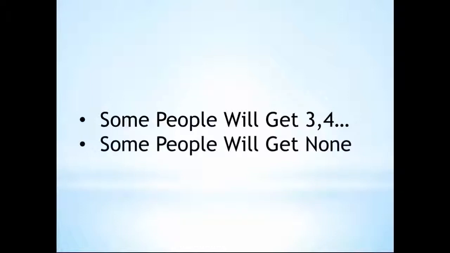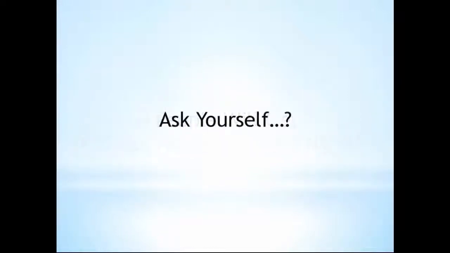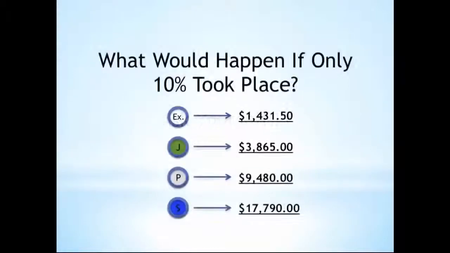Remember, these scenarios are only if each new person gets 2 people, everyone orders a minimum auto ship of 60 points, and nothing more. There are going to be many people who get 3 or 4 or even more. Obviously, there will be some people who don't get any. But at each of these levels, ask yourself, what would happen if only 10% of the activity outlined in the scenario actually took place? You'd still be doing pretty well.